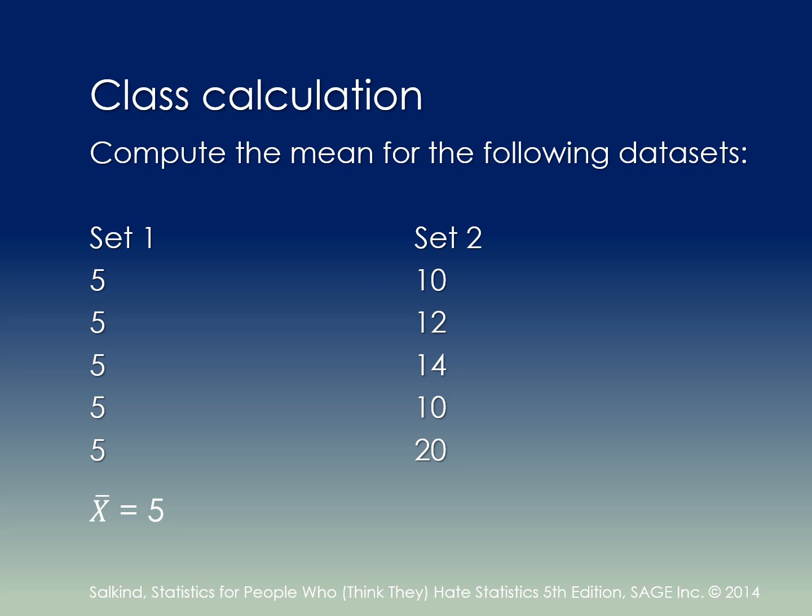Set number 2, I want you to try, and hopefully you've been doing that with your calculator. If not, you can double check. I'm going to give you the answer. If I add up all the values here, so let's go 10 plus 12 is 22, plus 14 is 36, plus 10 is 46, plus 20 is 66, and I divide that by 5, I should get a mean value of 13.2. So try that, double check it, and see if you get the same values that I do.